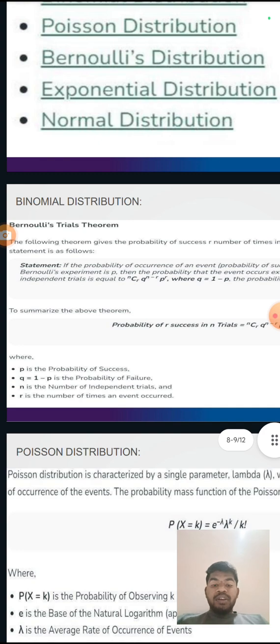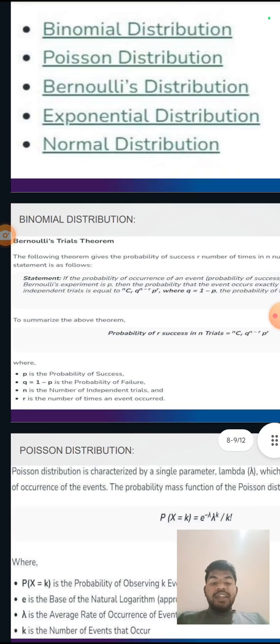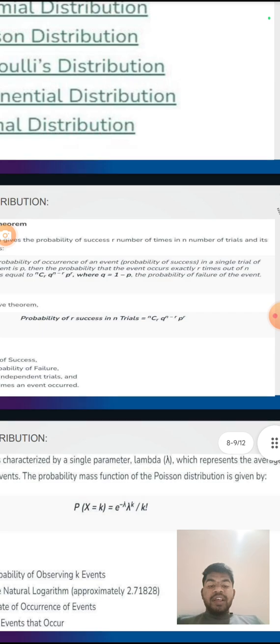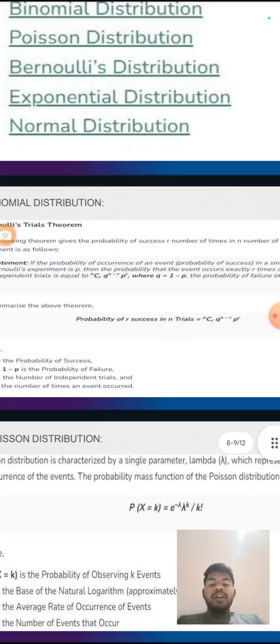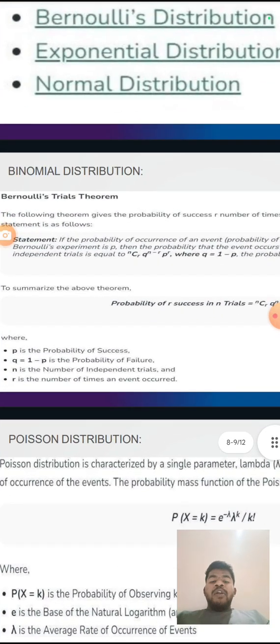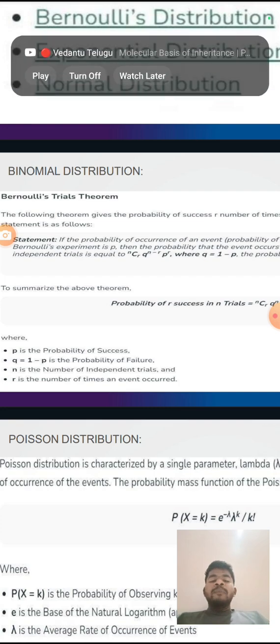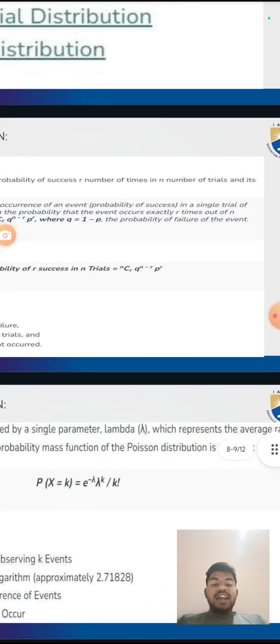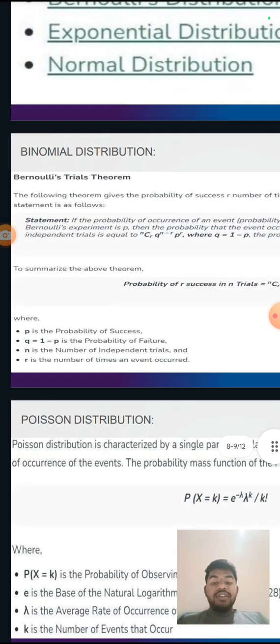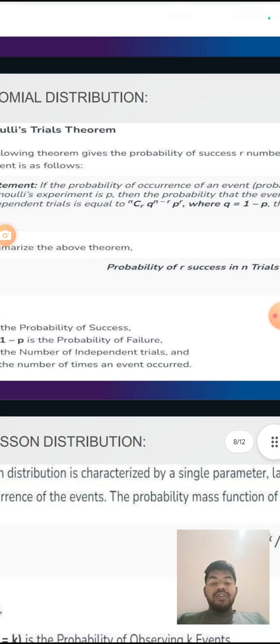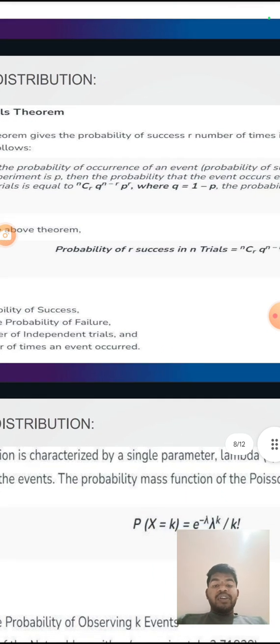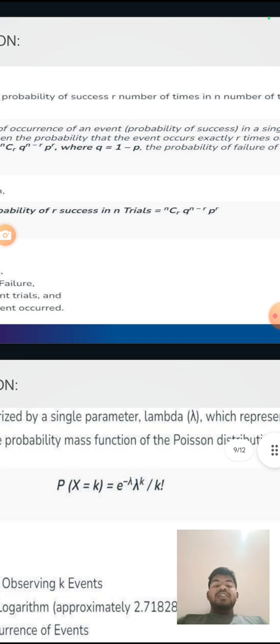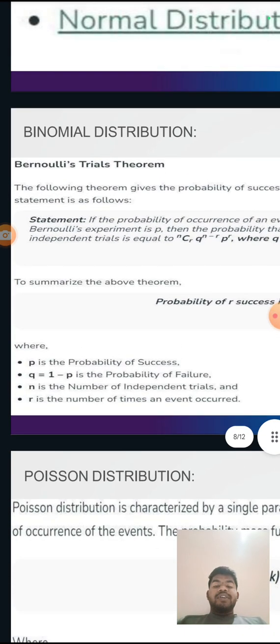Statement: if the probability of occurrence of an event, the probability of success in a single trial of a Bernoulli experiment, is p, then the probability that the event occurs exactly r times out of n independent trials is equal to nCr into q power n minus r into p power r, where q equals 1 minus p, the probability of failure for the event.